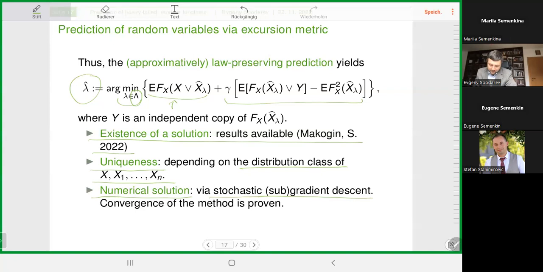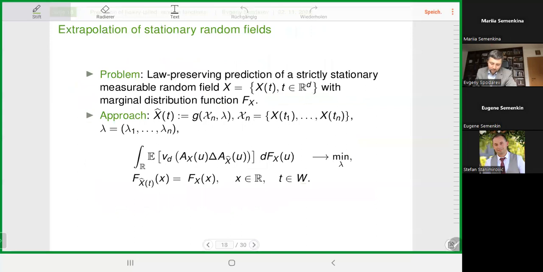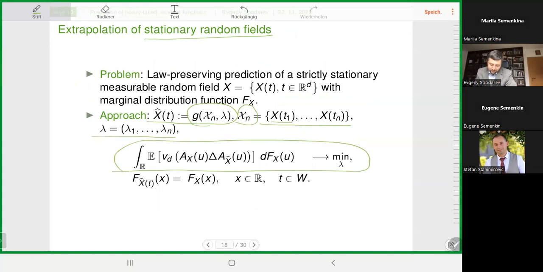So now let me illustrate this on stationary random fields. Just to repeat our setting, we have a certain predictor, which is a measurable function of observations. The observations are given using this particular sample. And lambda is the vector of weights, which has to be optimized. So we solve the optimization problem, which is given this way. And this is the mean, integrated over all levels, of the length of the symmetric difference of level sets of X and of its predictor. And we assume that we have this law-preserving property. So this was to remind you what we are doing.